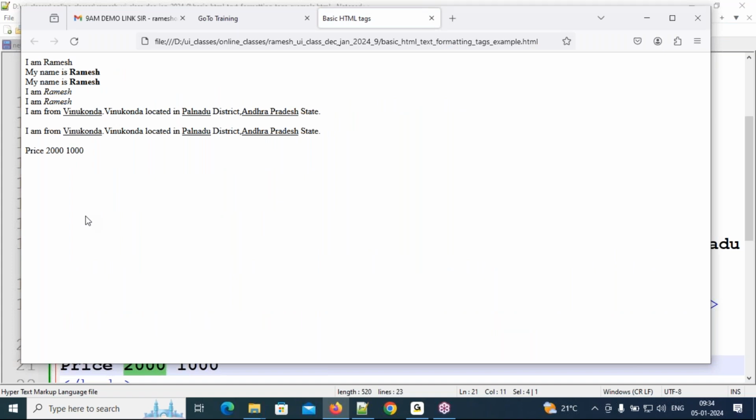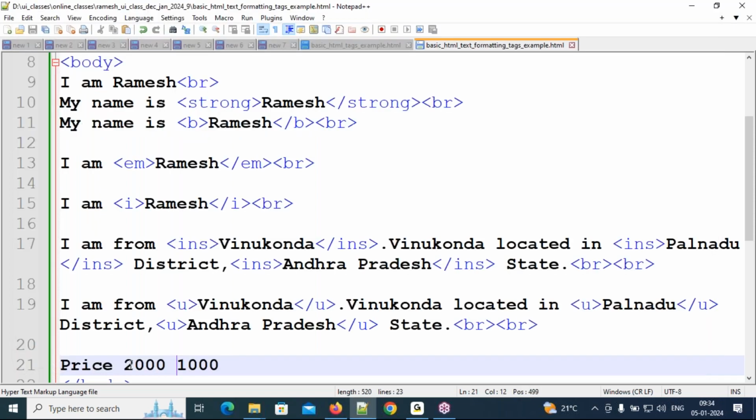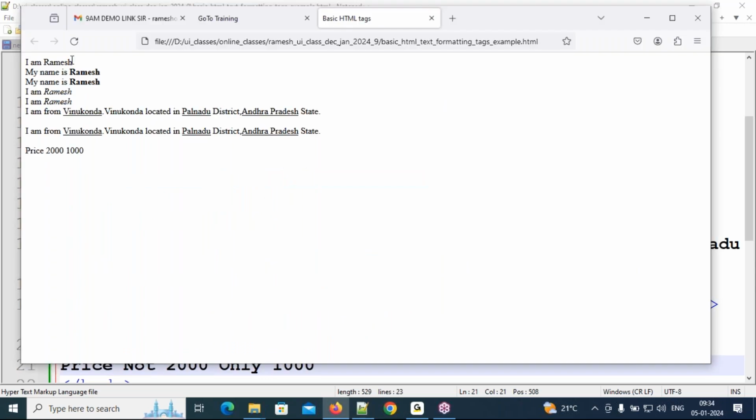See, is this correct? The user will be confused. What is the price of this particular product, 2000 or 1000? Here my intention is not 2000, only 1000. So not 2000 means we need to write like this: not 2000, only 1000. This is how we need to write.